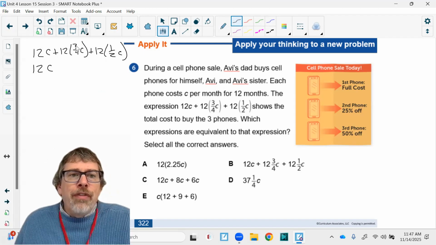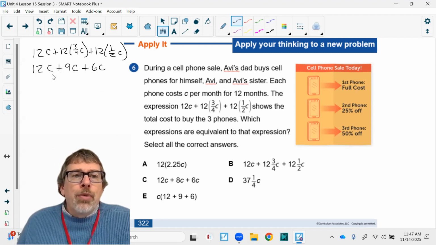And when you're multiplying a fraction times an integer, you can divide first. 12 divided by 4 is 3, and then take that 3 and multiply by the numerator, and 3 times 3 is 9. So this is going to become 9C. Same with this one. 12 divided by 2 is 6. 6 times 1 is 6. So this is going to end up 6C. So I have 12C plus 9C plus 6C.